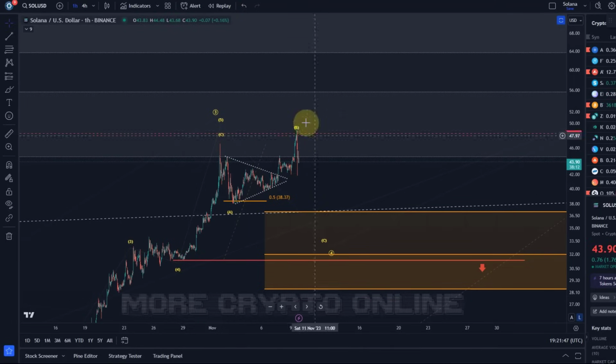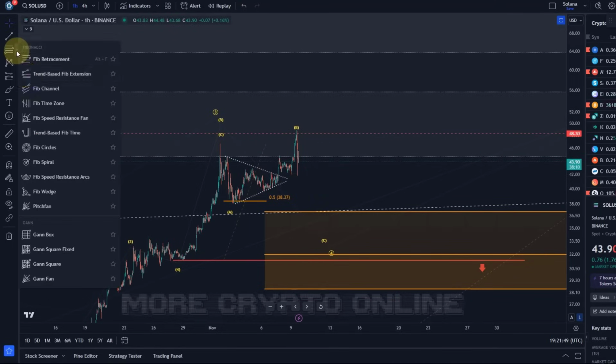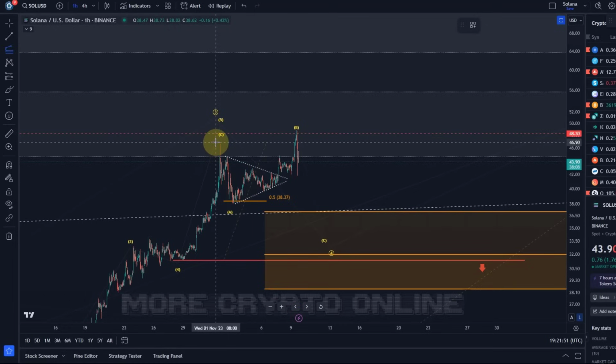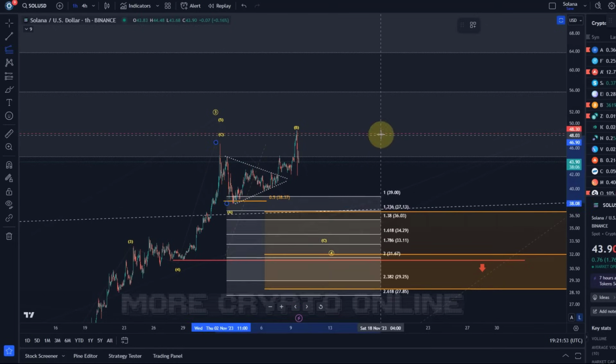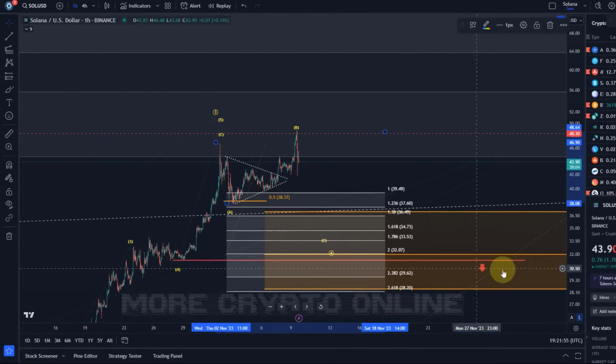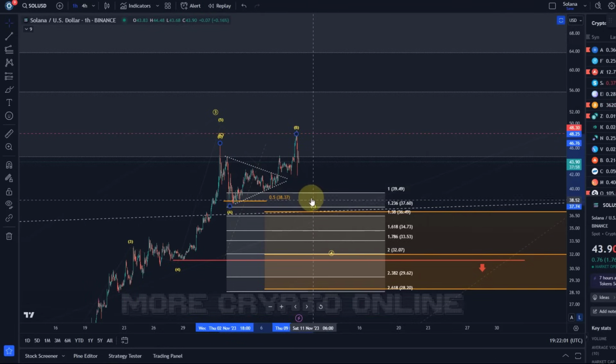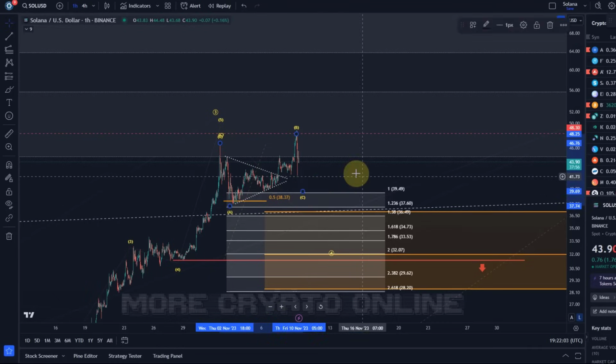Okay, so what is a key target for the C wave? Well, let's assume this is the case. Then we can take the length of the A wave. We go to the high of the B wave. And a key target would be the 1-to-1 ratio, $39.50. That would be a running flat scenario. I would certainly pay attention to that level.